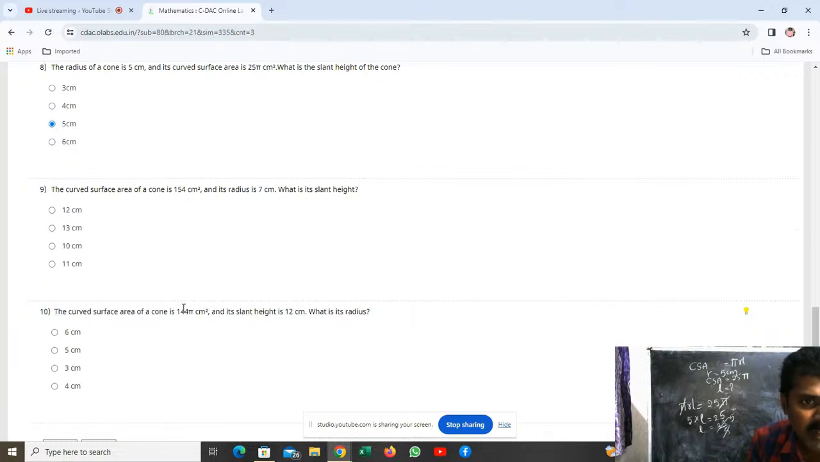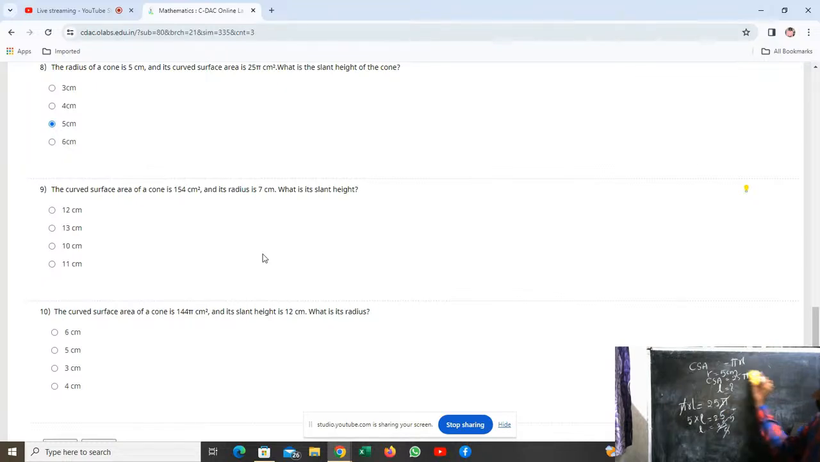The same method applies to 9 and 10. So write down problems 9 and 10. You can give me the answers in your book tomorrow. The curved surface area of the cone is 154. Radius is 7. What is its slant height?